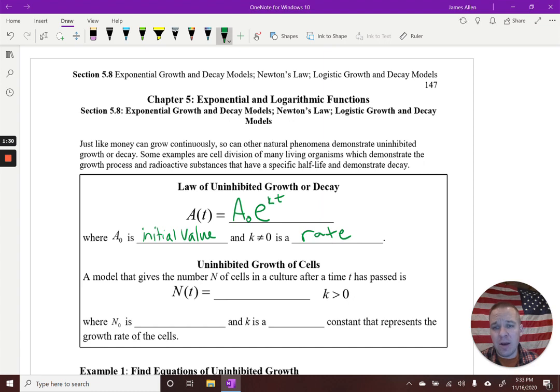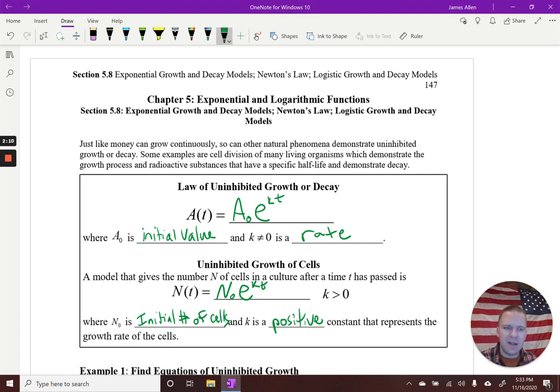Now, another one, uninhibited growth, is going to be basically the same formula, except we're going to use N naught. You might see it written this way anyways. N of t equals N naught e to the kt. And since it's growth, k is going to be positive. Where N naught is our initial number of cells, and k is a positive constant that represents the growth rate of cells. K is greater than 0. It's positive. If we're talking about growth, that makes sense.